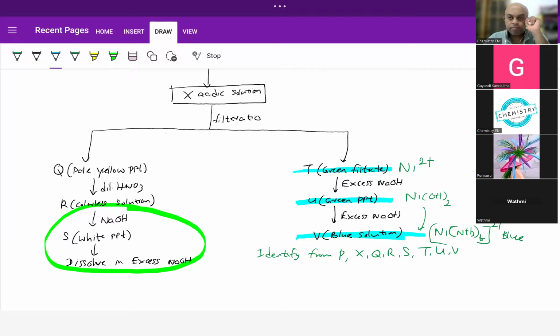Definitely, this should be amphoteric one, right? The amphoteric ones means one is aluminium, other one is zinc. What's the next one? There is one more. What is that? In your scope, you are learning about this one.